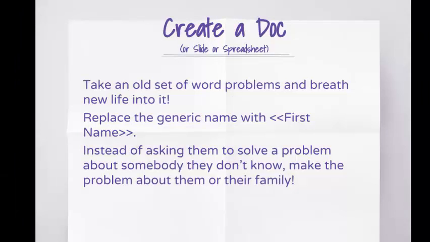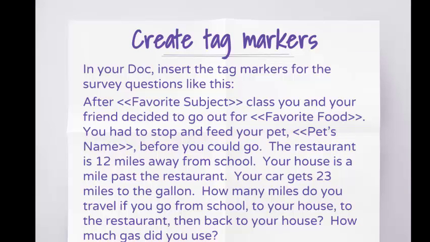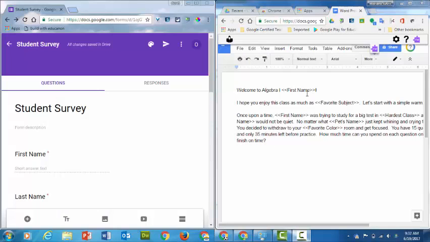Now you're going to build your doc. Go to docs.google.com, get an old word problem set or something, and just breathe some new life into it by changing out the words. Instead of having a generic question, change things so that you have like your favorite subject incorporated here. I'm going to go ahead and compare that the tags match.